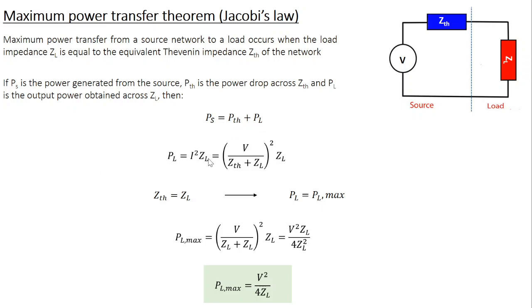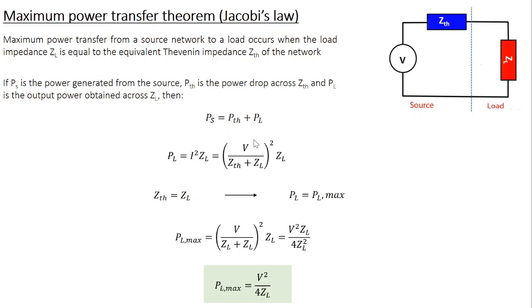Now power is I square R, or in the case of an AC circuit, I square Z. So I can write PL equals I square ZL, where the current through the circuit is given by total voltage V divided by total impedance, which is ZTH plus ZL. So PL equals V divided by ZTH plus ZL, whole square, times ZL.